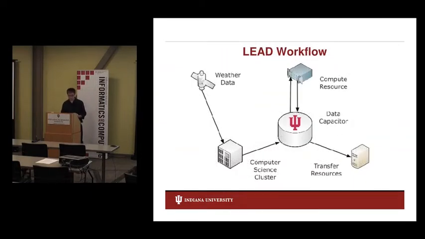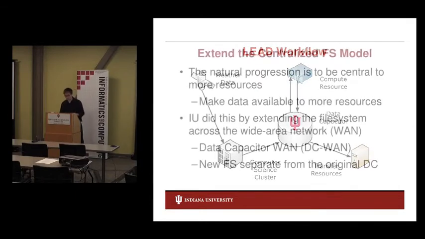So data comes in from whatever source, meteorological data, NOAA data, comes in, is pre-processed on a cluster in the computer science department that mounts the data capacitor over 10 gigabit Ethernet as well. Write it to the data capacitor. People that compete in the challenge can use IU's compute resources to make their predictions, their forecasts, and write that data to the data capacitor and can store it there. And then there's also transfer resources such as grid FTP where they can transfer their data to wherever they want. So again, making use of the centralized file system resource at IU called the data capacitor.